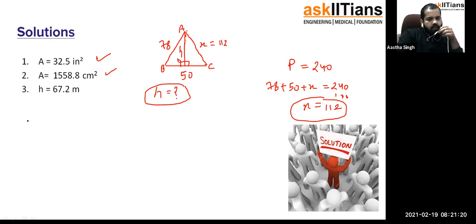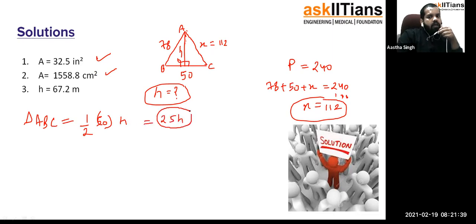Let me tell you, the area of triangle ABC, if you do not use Heron's formula, will be equal to half base BC into its height, right or not? So it is basically 25H. The area of triangle ABC will be half base into height, which is half of 50 into height H, which comes out to be 25H centimeter square. Okay, I think the point is clear.